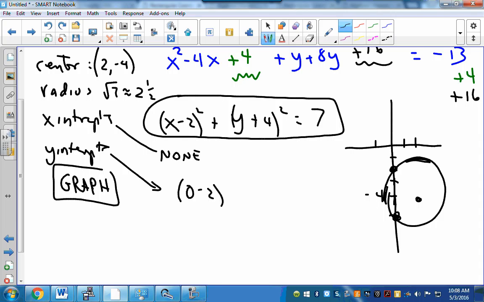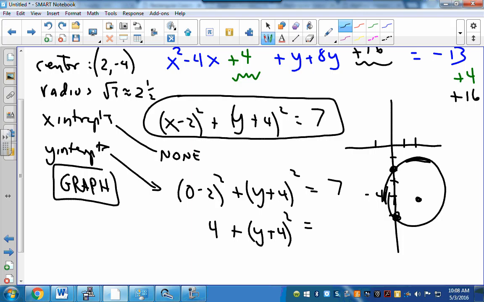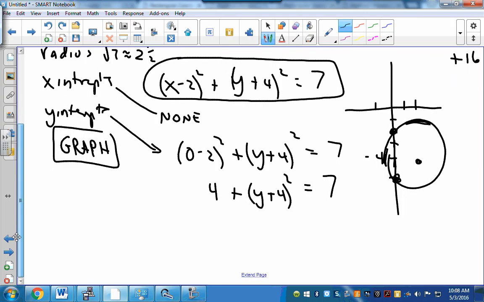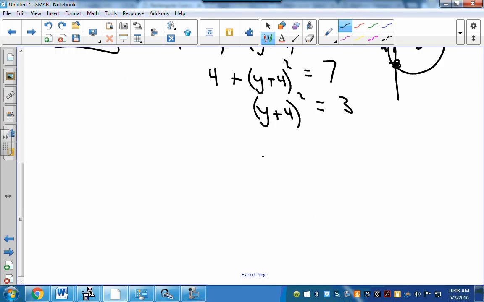0 minus 2 squared plus y plus 4 squared is 7. So we have 4 plus y plus 4 squared is 7. So we have y plus 4 quantity squared is 3. Take the square root of both sides. Y plus 4 is plus or minus the square root of 3. And then go ahead and chuck the 4 in here. So y is -4 plus or minus the square root of 3.